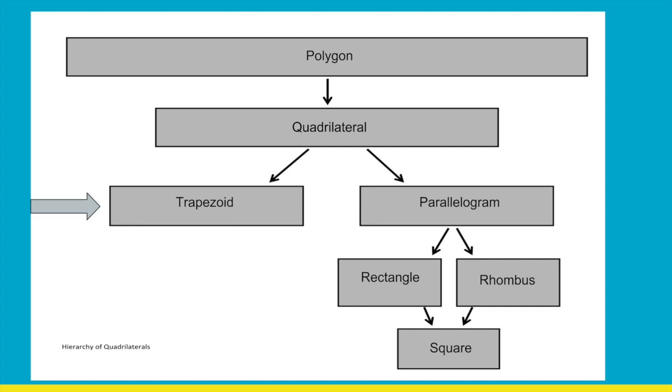It's a trapezoid. So why doesn't a trapezoid connect to parallelogram, rectangle, rhombus, or square? It's because a trapezoid only has one pair of parallel lines. A parallelogram must have two pair of parallel lines. That means a trapezoid has all the attributes of a polygon and quadrilateral, but not of a parallelogram.